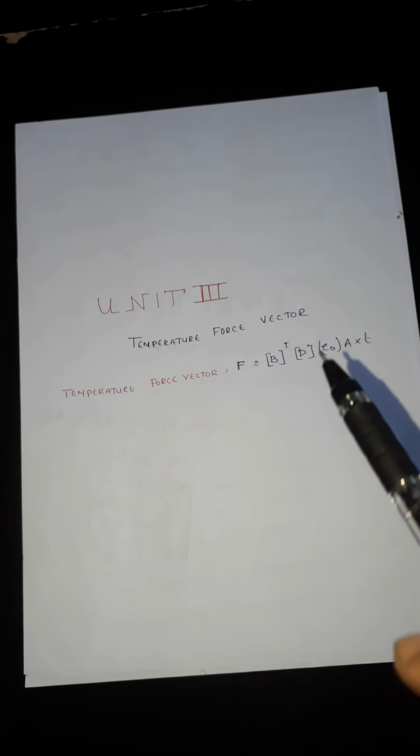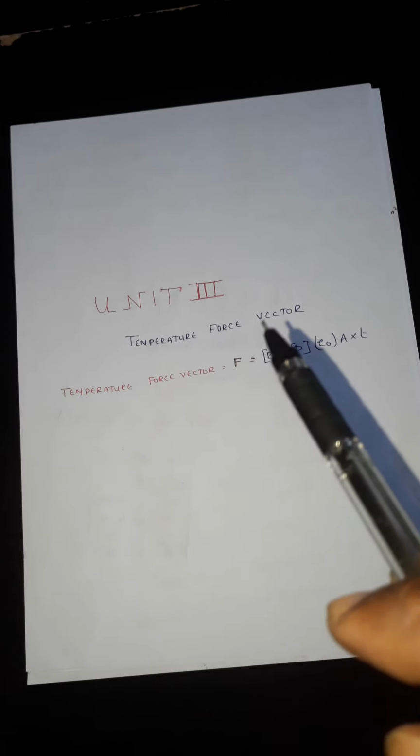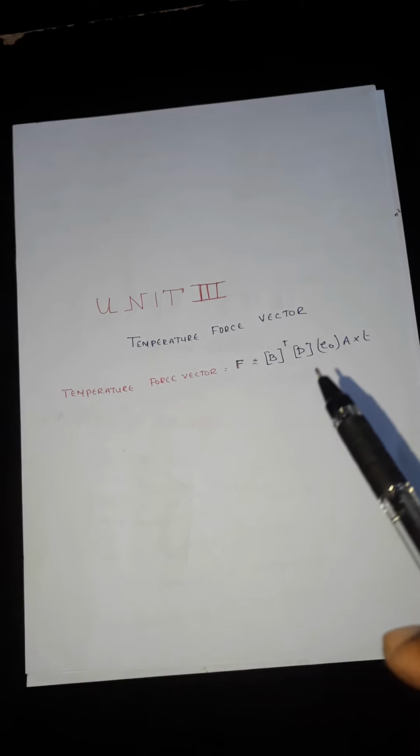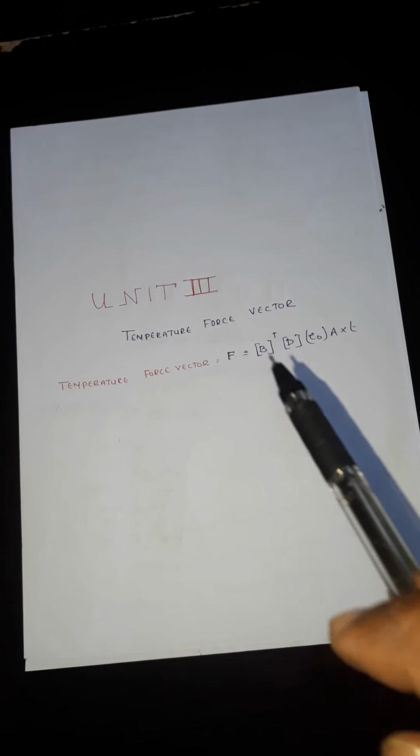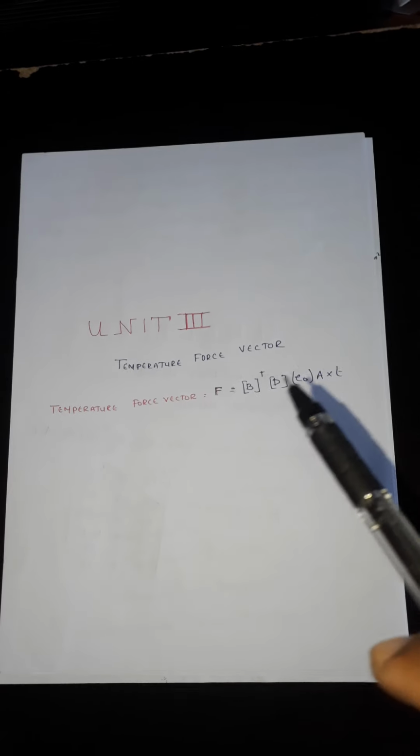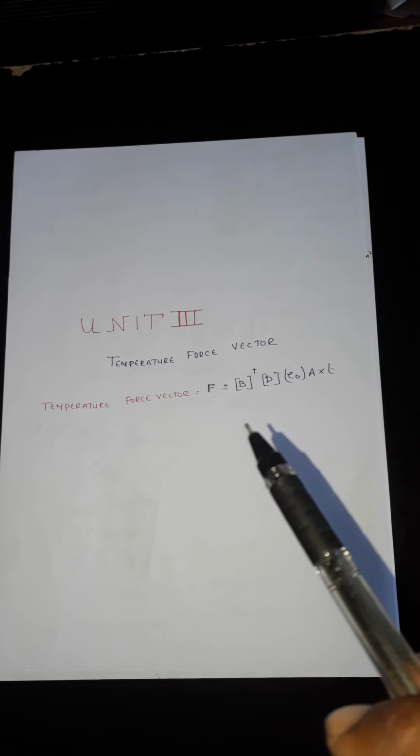Here E naught is the initial strain, D is the stress-strain relationship matrix, B is the strain displacement matrix, and A and T are the area and thickness. Using this formula, we have to find B, D, E naught, A and T, then substitute them to find the temperature force vector. We'll go into this problem.